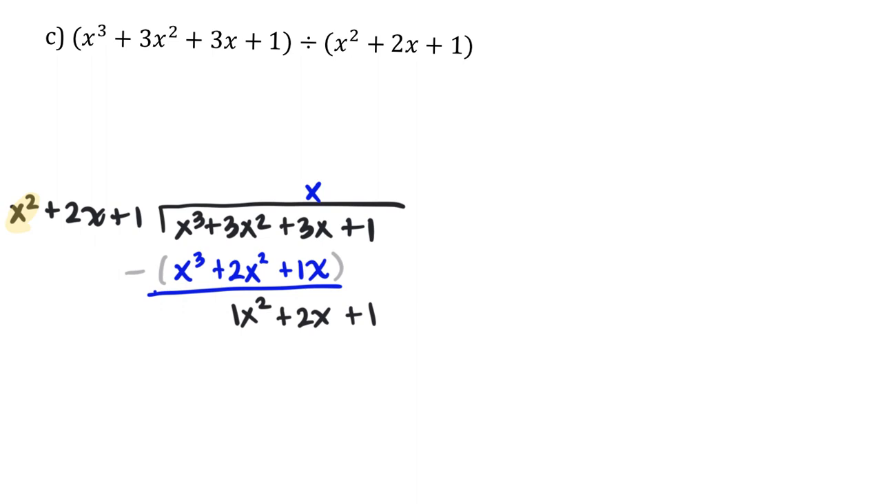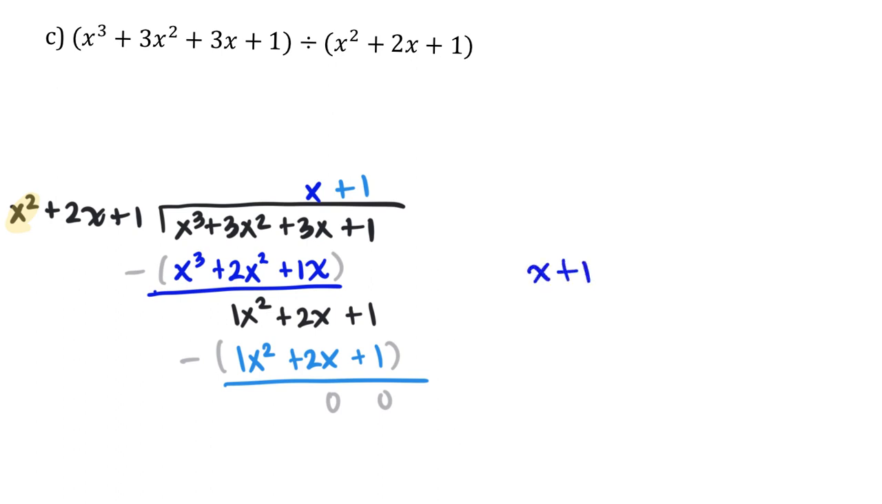Let's do this again. X squared to get 1x squared times 1 plus 1. 1 times x squared, 1x squared. 1 times 2x, 2x. 1 times 1 is 1. Subtract to get our remainder. That cancels. 2x minus 2x is 0. 1 minus 1 is 0. So there's no remainder, so my answer is actually just x plus 1.